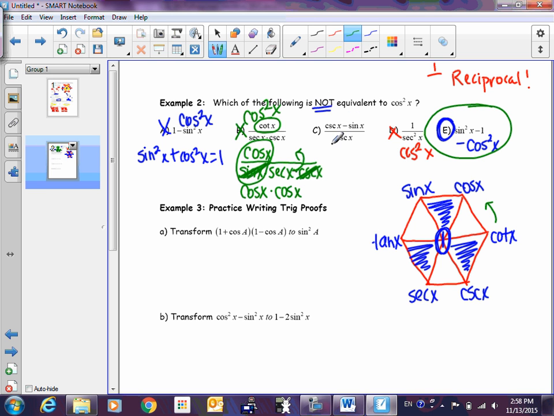Now C is kind of hard to prove. We already know the answer. And so we know this one has to turn into cosine squared. Okay. I'm not going to make y'all go through this process right now.